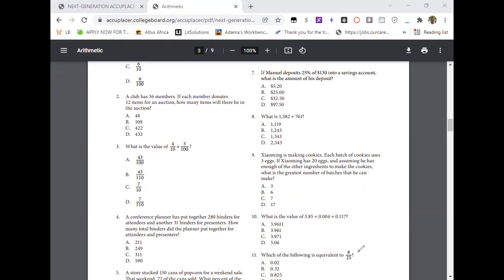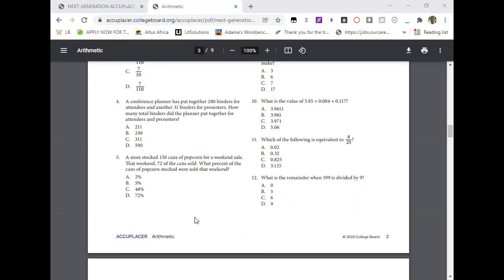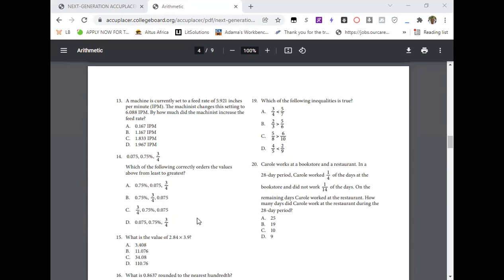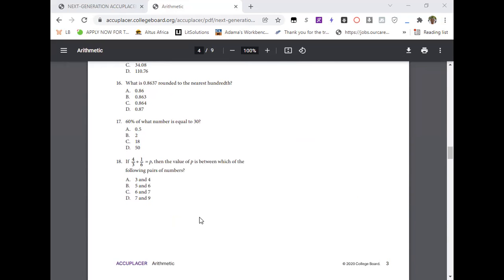Fractions. We should actually come back to equivalence later. Fractions. Okay. This last one. 4/3 divided by 1/6. What is that?